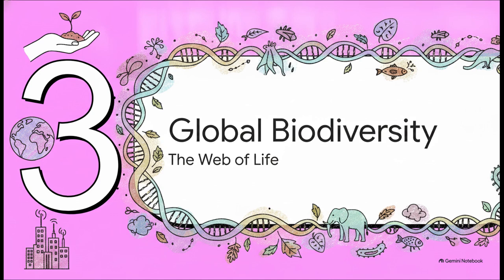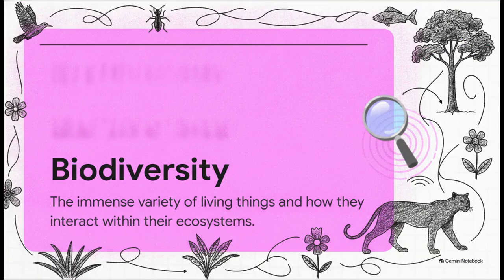All right, Section 3, Understanding Global Biodiversity. Let's see what our massive population boom means for the rest of the planet. So, what exactly is biodiversity? It's exactly what it sounds like. The immense, incredible variety of living things on Earth and the super intricate ways they all interact. It's the whole interconnected web of life that keeps our global ecosystems healthy and resilient.